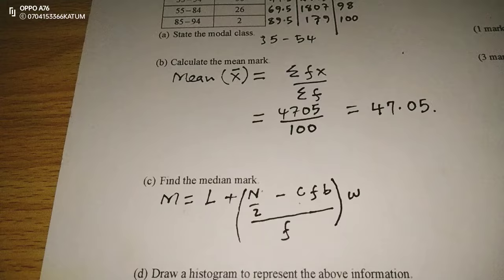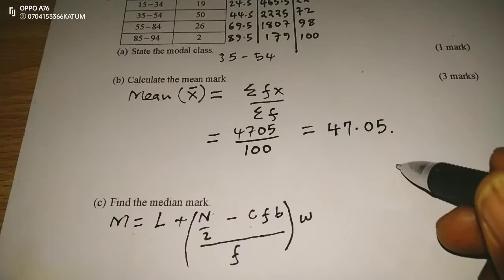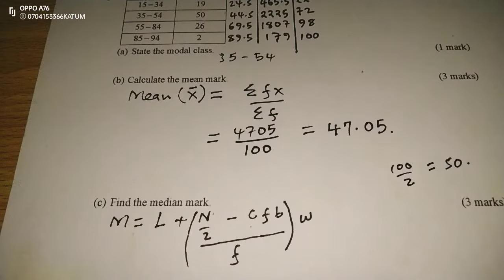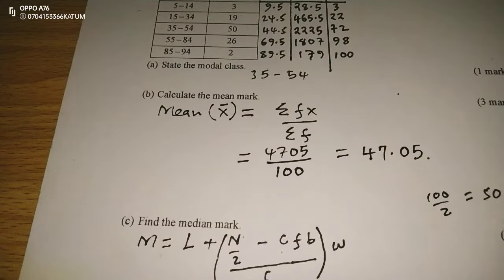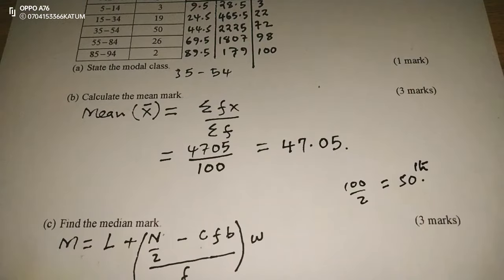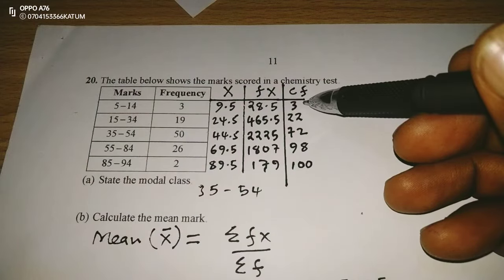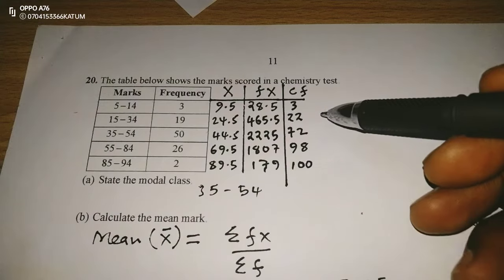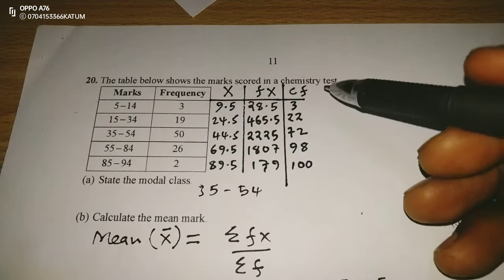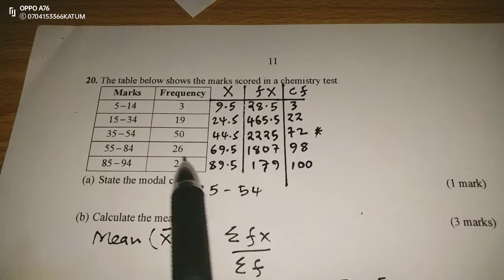So what we're going to have here in the substitution, the first thing we'll do is to identify the median class. That is identified by getting the total frequency divided by 2. That gives us 50. Now we go to the cumulative frequency column and we check where the 50th student lies, because that is the median, the 50th student. In the first class, we don't have 50. The second is having 22. The third, where we have 72, is where the 50th is accommodated. So 35 to 54 is the median class.